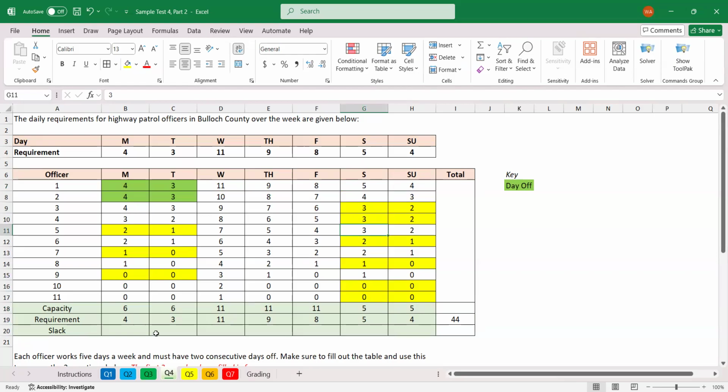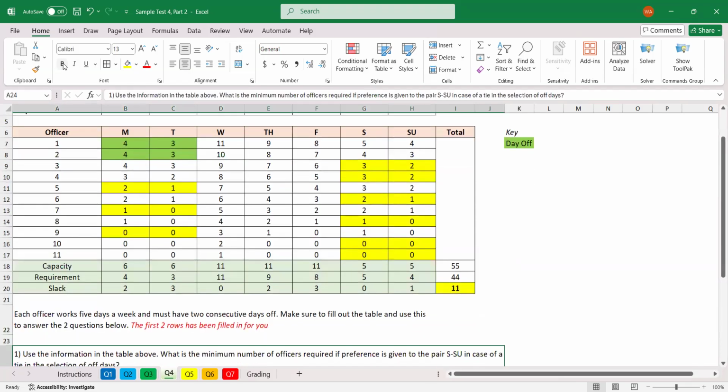Okay. So our slack here is the difference between the capacity and the requirement. So on Monday, we have 2 additional officers more than what we needed. And you can drag that formula all the way to the end and figure out your total slack, your total capacity if you sum up those numbers. So this tells me here that we had an additional 11 officers assigned above and beyond what the company needed, beyond what the highway patrol needed for that week.